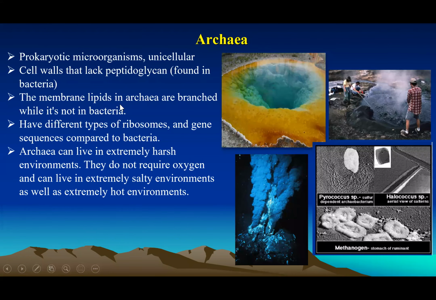However, they have special lipids that are branched, which are not found in bacteria. They also differ by having different types of ribosomes and gene sequences compared to bacteria. And the unique thing about them is that they can live in harsh environments, like high salinity, alkalinity, acidic environments, and boiling, extremely hot environments. See, methanogens can grow in methane, so that's what differentiates them from bacteria.